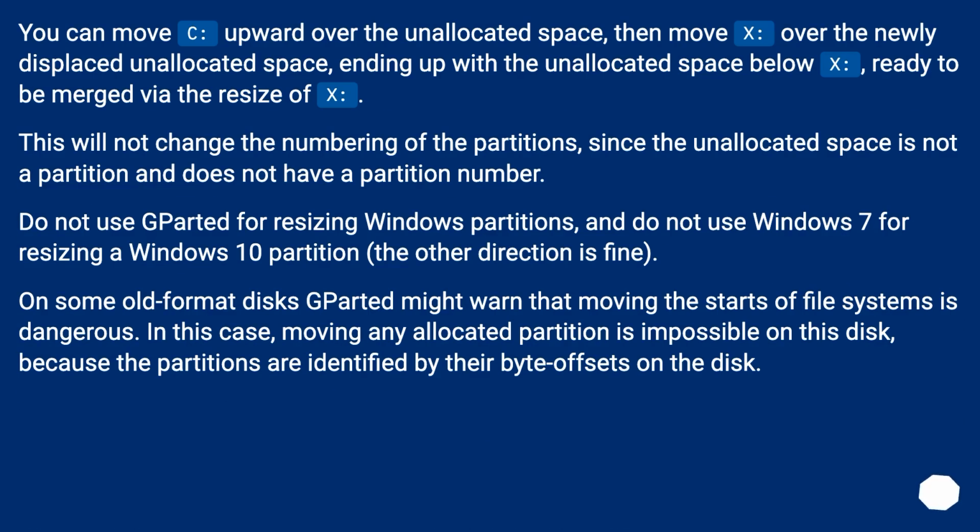You can move C column upward over the unallocated space, then move X column over the newly displaced unallocated space, ending up with the unallocated space below X column, ready to be merged via the resize of X column. This will not change the numbering of the partitions, since the unallocated space is not a partition and does not have a partition number. Do not use parted for resizing Windows partitions, and do not use Windows 7 for resizing a Windows 10 partition, the other direction is fine.